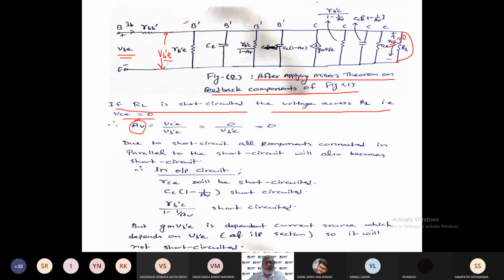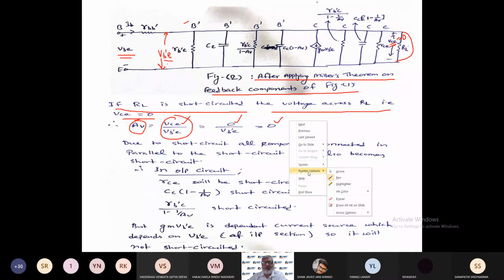So voltage gain is VCE by VB'E, and VCE due to this short circuit is 0. So our voltage gain is 0, right? So voltage gain is 0 now.